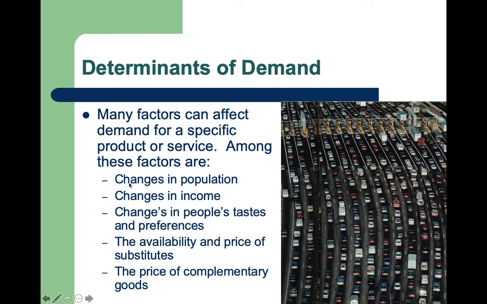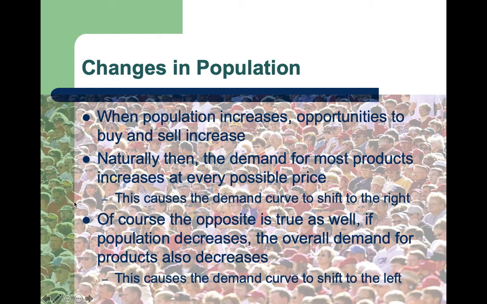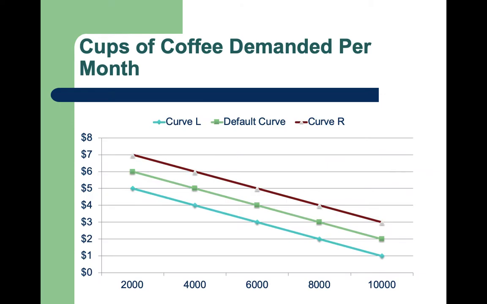And you can see that they're all listed here: changes in population, changes in income, changes in people's tastes and preferences, or when an item becomes a fad, the availability and price of substitutes, and then the price of complementary goods. So the first one is changes in population. So we're going to look at the demand curve here and how changes in population could shift it.